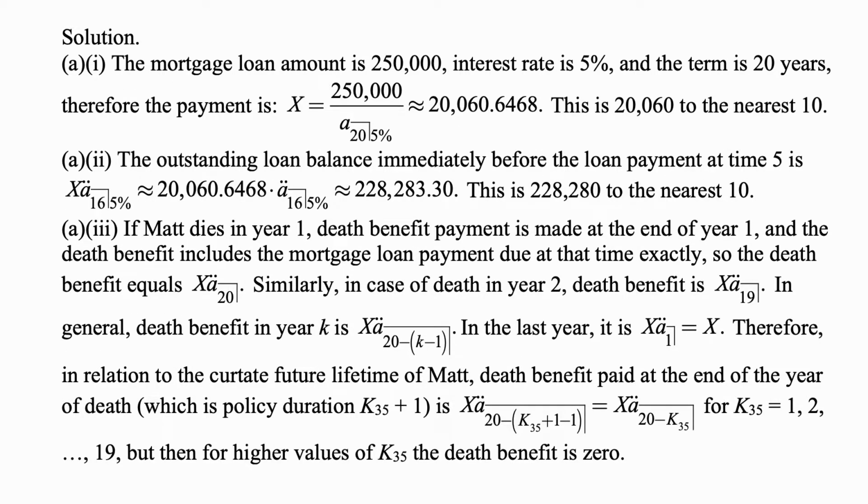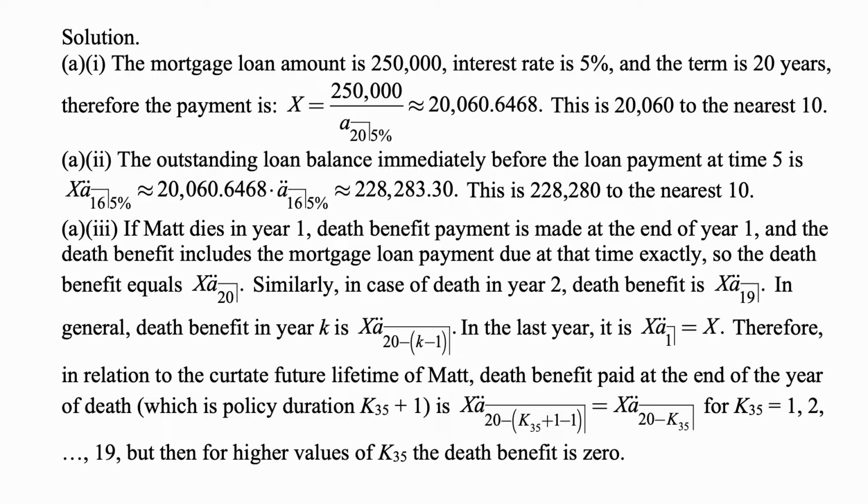And here's the solution. For Part A, Part 1, the mortgage loan amount is $250,000, interest rate is 5%, and the term is 20 years. Therefore, the payment is X equal to $250,000 divided by a angle 20 at 5%. So approximately 20,060.6468. This is 20,060 to the nearest 10.